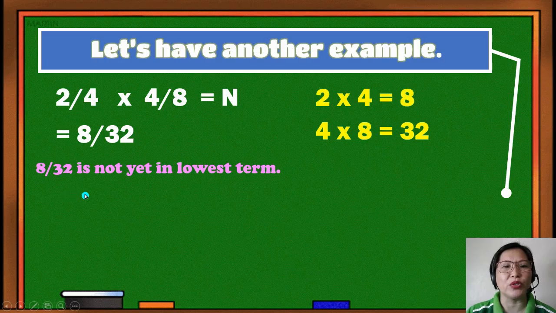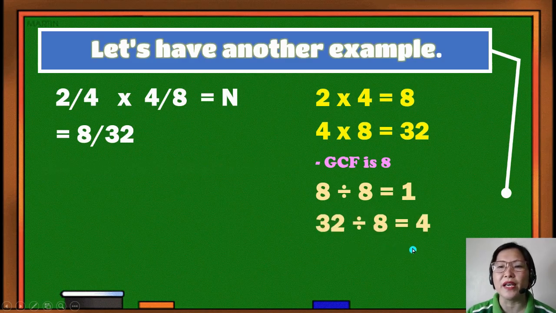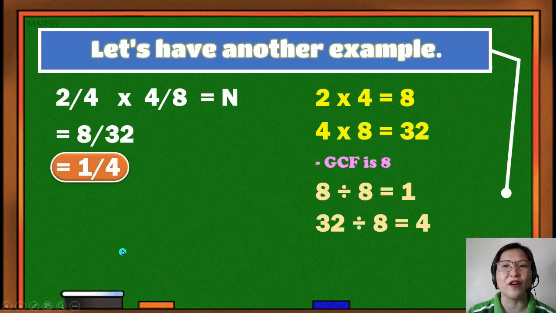And 8 over 32 is not yet in lowest term, so we have to reduce it. What do you think is the greatest common factor, or the number that we can use to divide the numerator 8 and the denominator 32? You're correct. The GCF is 8. So 8 divided by 8 equals 1. And 32 divided by 8 equals 4. So, 8 over 32 when reduced to lowest term is 1/4. 2/4 times 4/8 equals 1/4. And that is the final answer. Can you now multiply simple fractions? Yes, that's correct, because it's very easy to do.